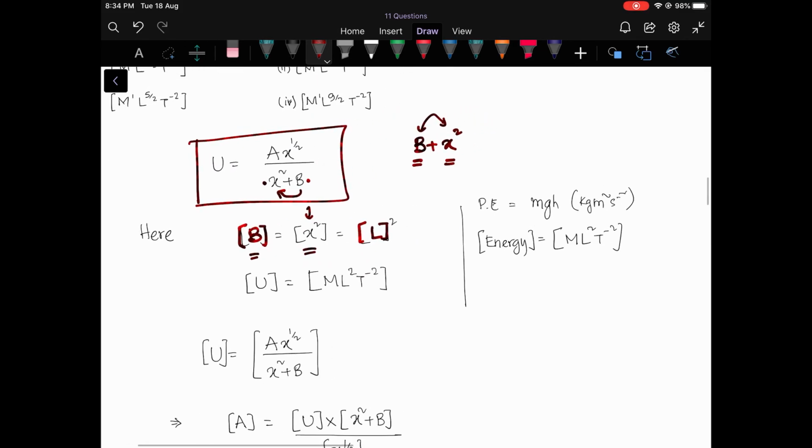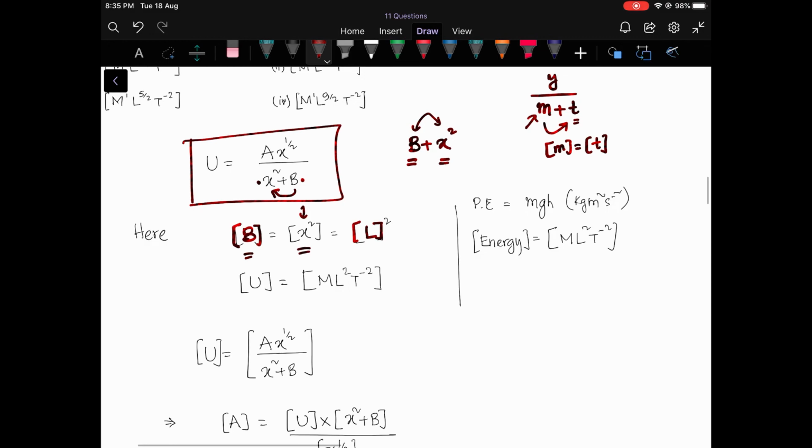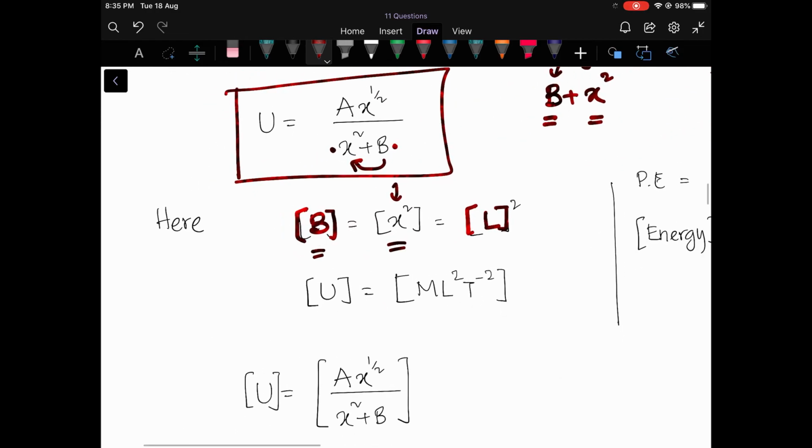Just to tell you another example, if I write m plus t in an equation where we have y or anything else, and let me tell you that t is time, then the dimension of m must be equal to dimension of time because we're adding m with time. This m is not mass for the time being, I'm just using it as m. If I tell you this is time, then surely this m must also have dimension of time. Same thing happened here just now. You saw we are adding x square with b. That can only be done if these two have same dimensions. So we have written that and we got the dimension of b, that is L square.